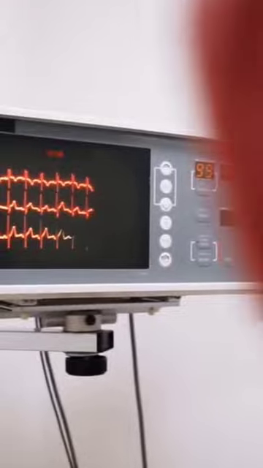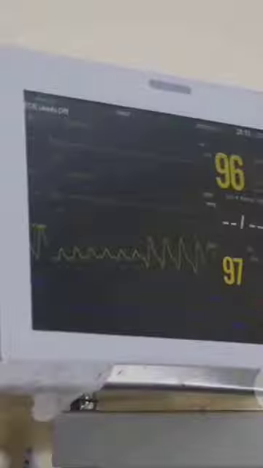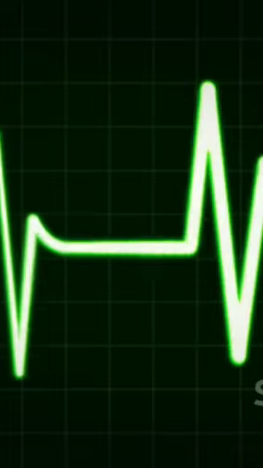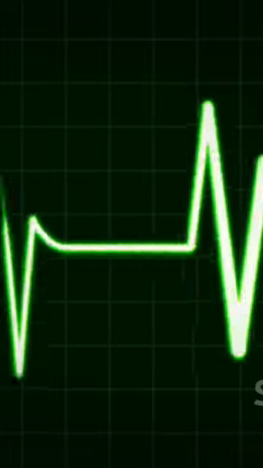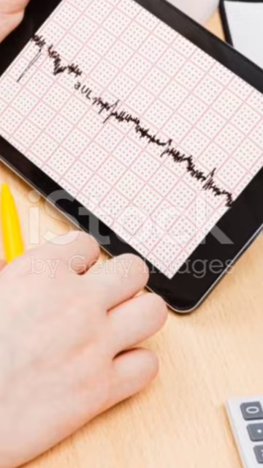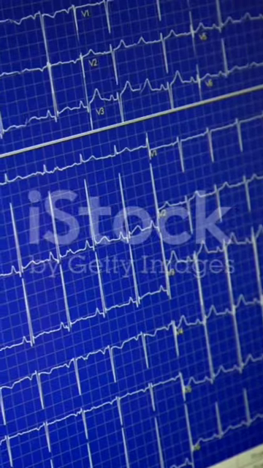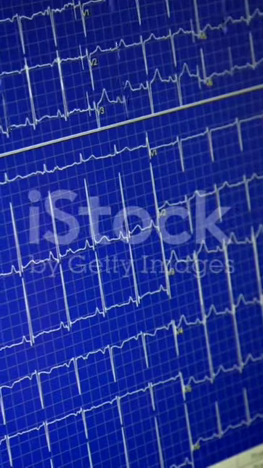Next we have ventricular tachycardia or VT. Here you'll notice rapid wide QRS complexes clocking in at over 100 beats per minute. P waves might be missing entirely. This happens due to abnormal electrical activity originating in the ventricles.